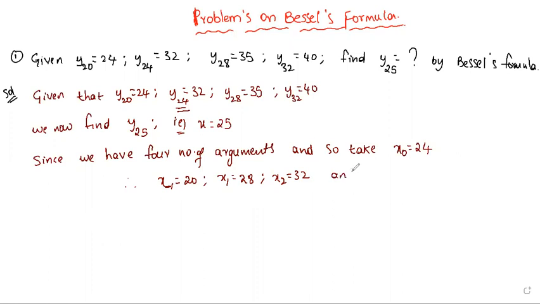and y minus 1 is equal to 24, y0 is equal to 32, y1 is equal to 35, y2 is equal to 40, and the interval of differencing h is equal to 4. All of them have a difference of 4.